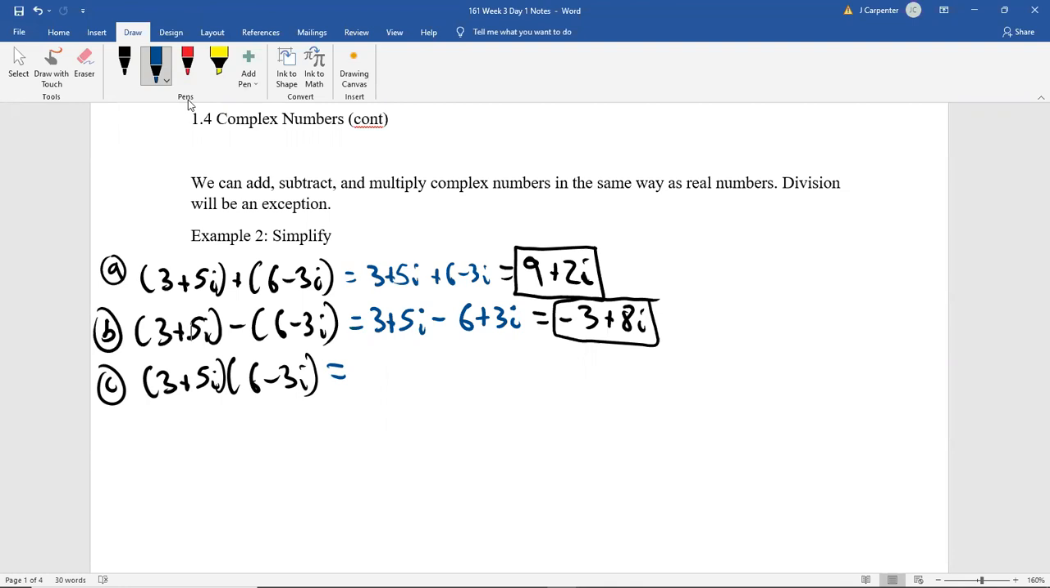Your 3 times 6, that's going to be an 18. I'll even write the FOIL above it. The outer, the 3 times the -3i would be a -9i. You're just multiplying the 3's. The inner, the 5i times the 6 is going to be a +30i. And then for our last, that's 5i times -3i. Read for wrong, 5i times -3i is -15i.